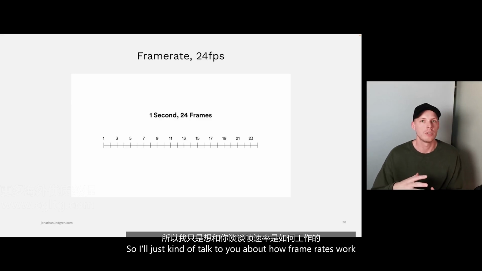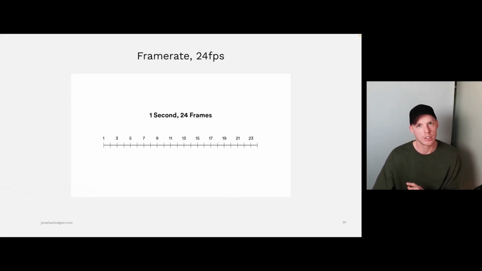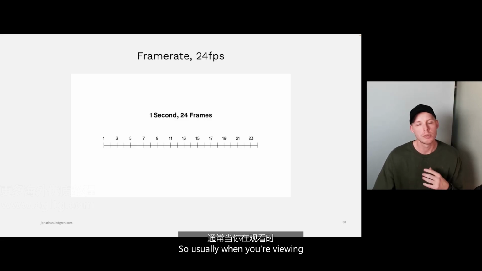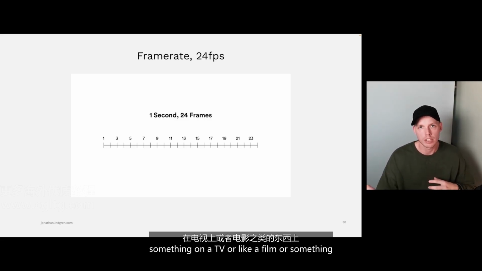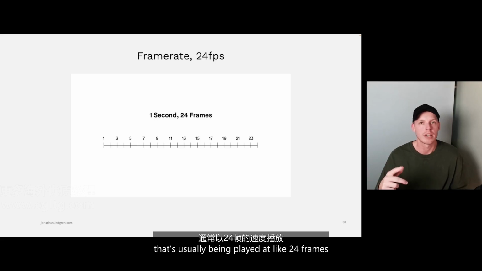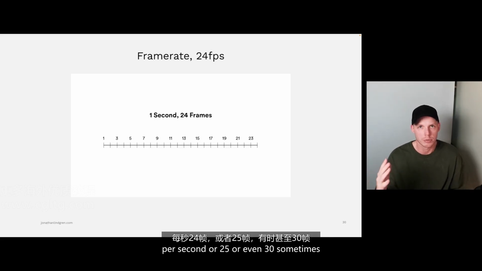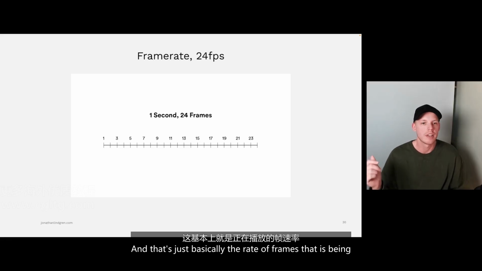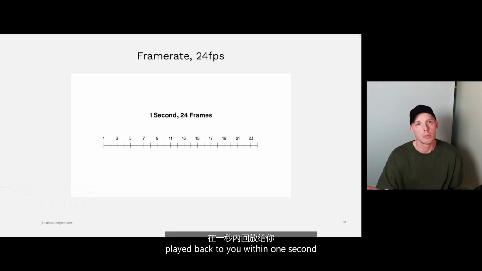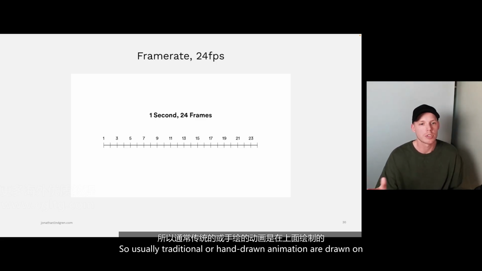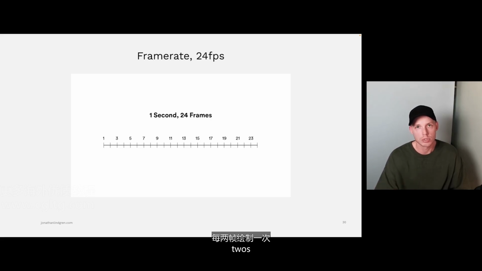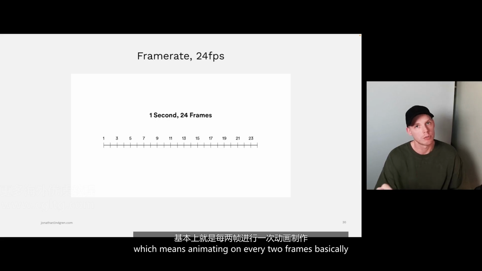So I'll talk to you about how frame rates work. Usually when you're viewing something on a TV or a film, it's played at 24 frames per second, or 25, or even 30 sometimes. That's the rate of frames being played back to you within 1 second. Traditional or hand-drawn animation is usually drawn on twos, which means animating on every 2 frames.